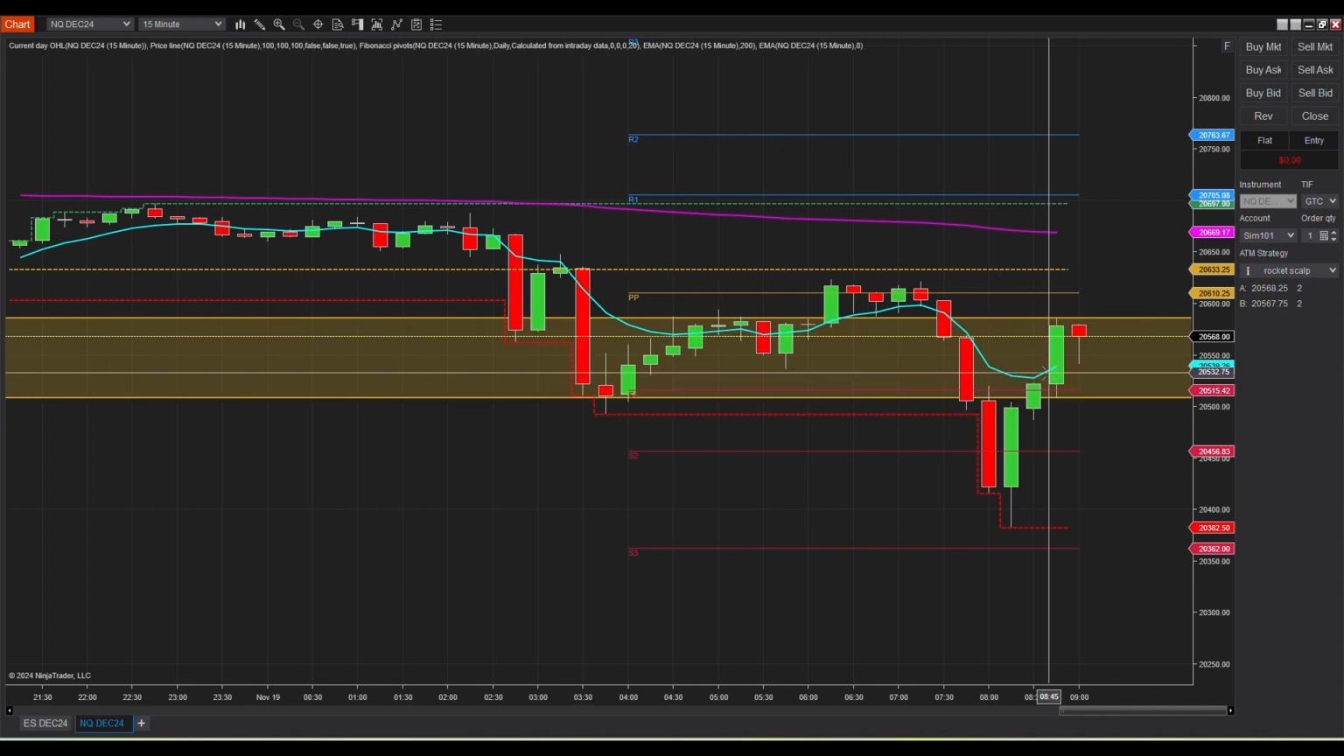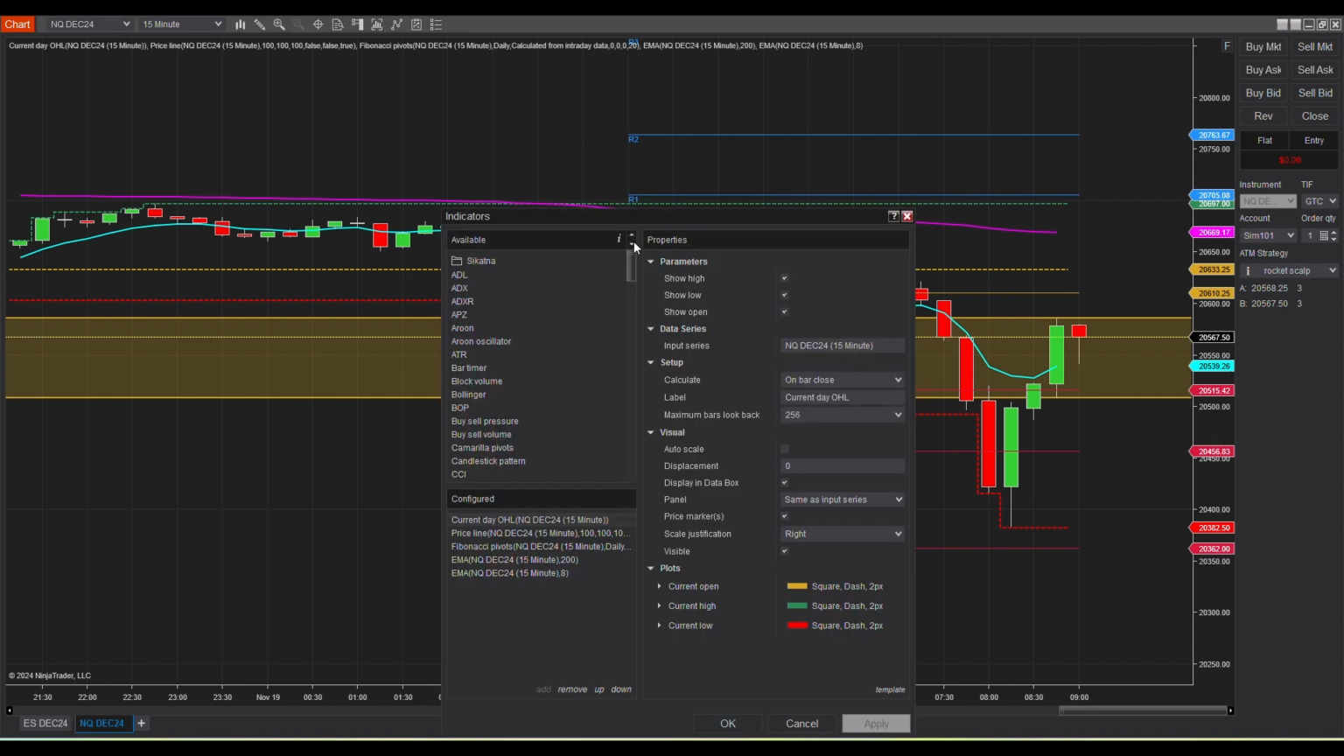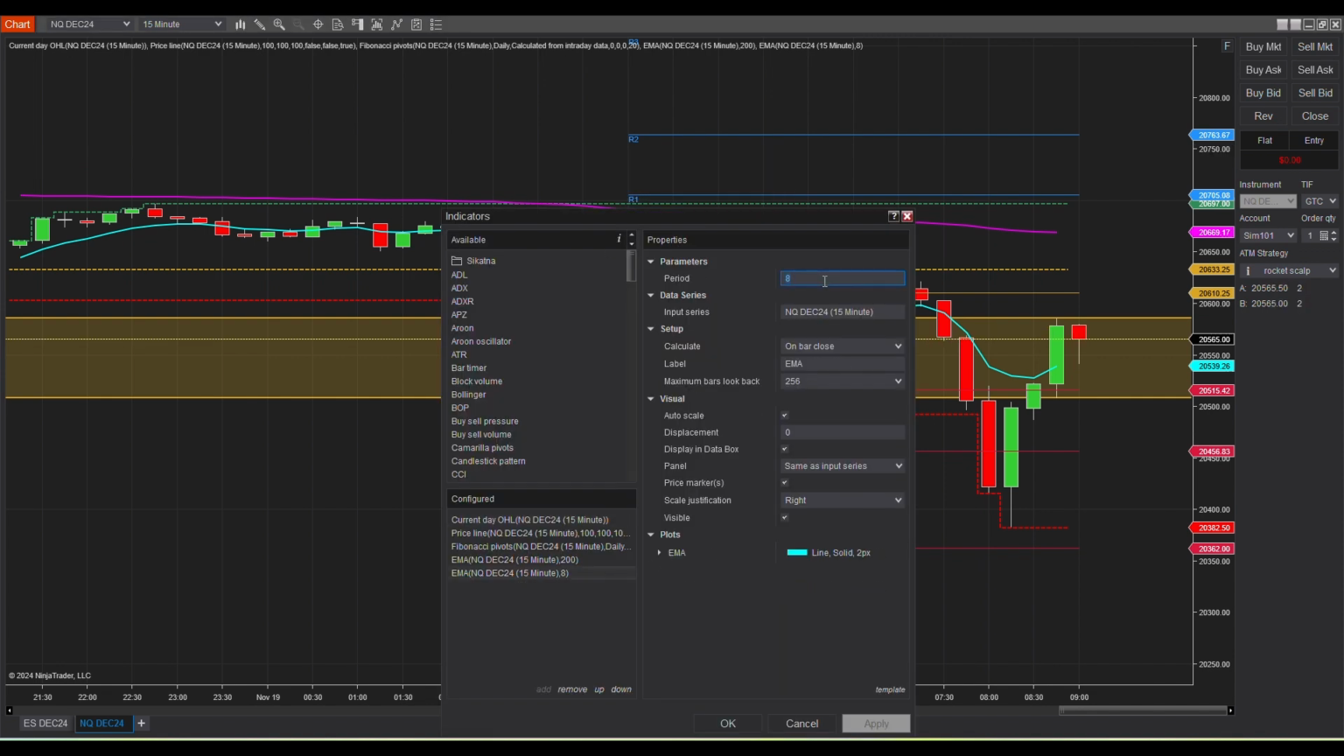We got the exponential moving average. This is the 9, the 8 here. And you could switch that up. You can go to indicators. I've got the 8, the 9. Smooths it out a little bit. So it doesn't matter. You can use the 8, the 9, the 10. They're all going to be about the same range.